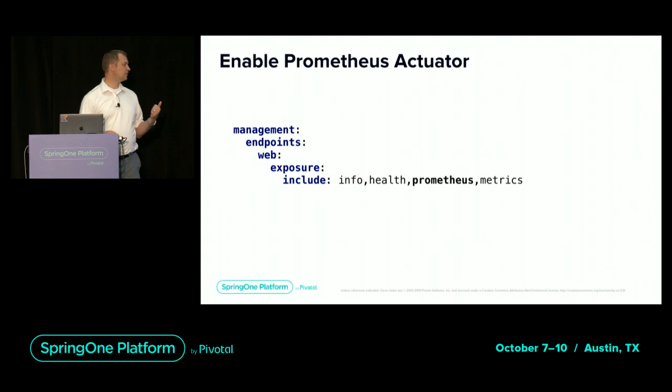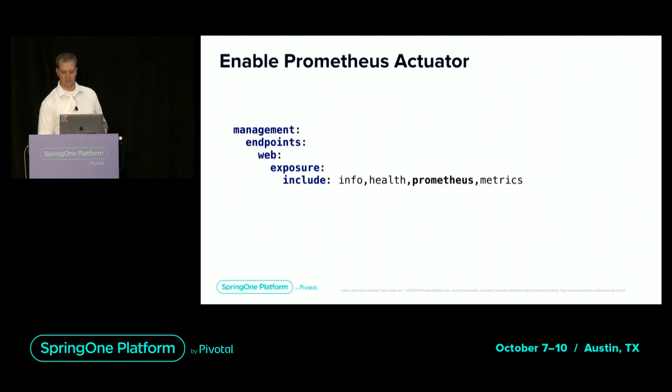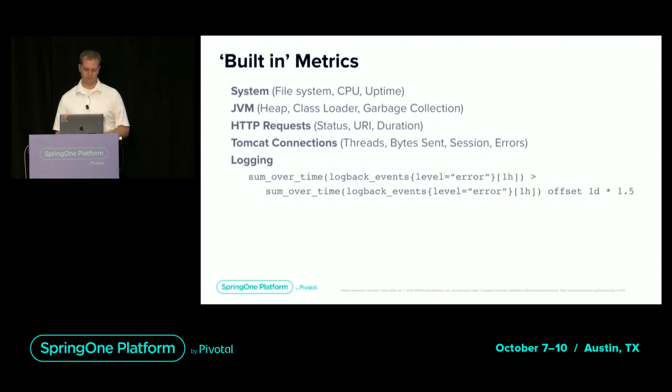So in the case of this project, we're going to enable the Prometheus actuator, which just gives you the Prometheus endpoint, as well as the metrics endpoint, so we can compare how those two differ. We'll also look at the health endpoint. So all of those are there.